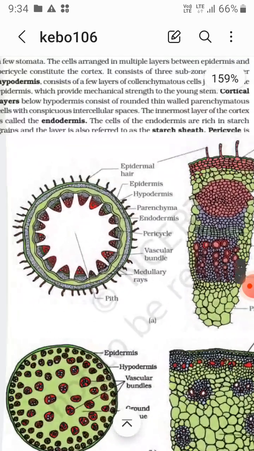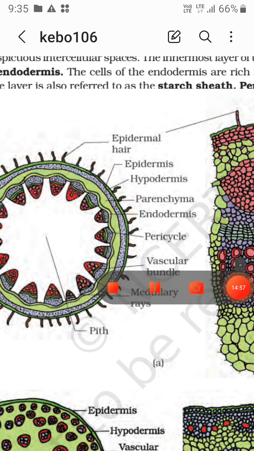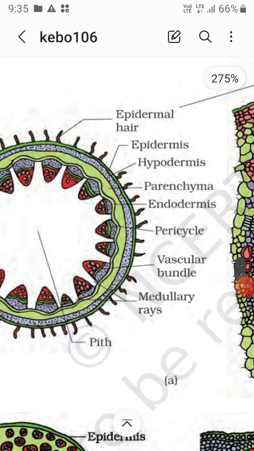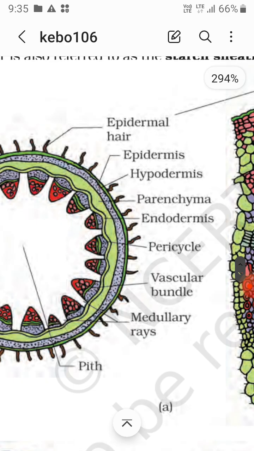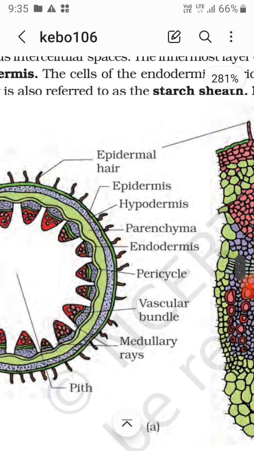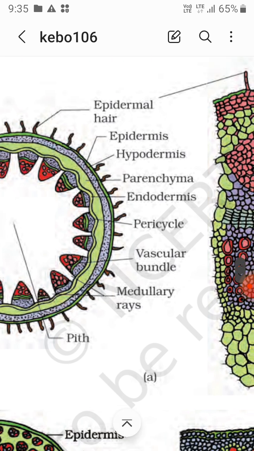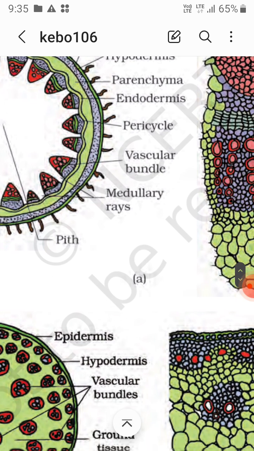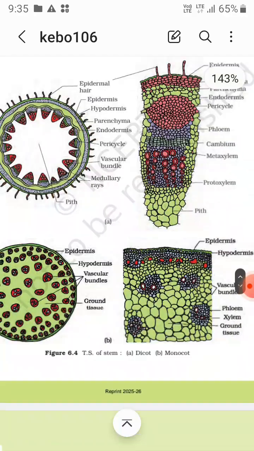Okay, now see the diagram. You can see first the epidermal hairs, then epidermis, then hypodermis, then parenchymatous cortex, then the endodermis, then inner to it the pericycle, with semilunar patches of sclerenchyma. And then vascular bundles in a ring type of arrangement, then medullary rays, and then the pith. So this is the diagram of the dicot stem.